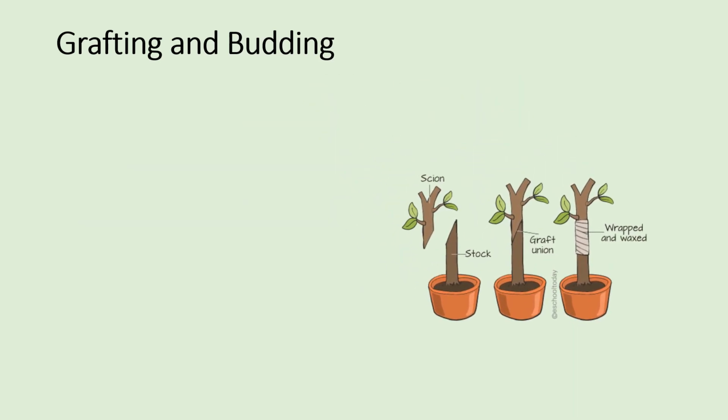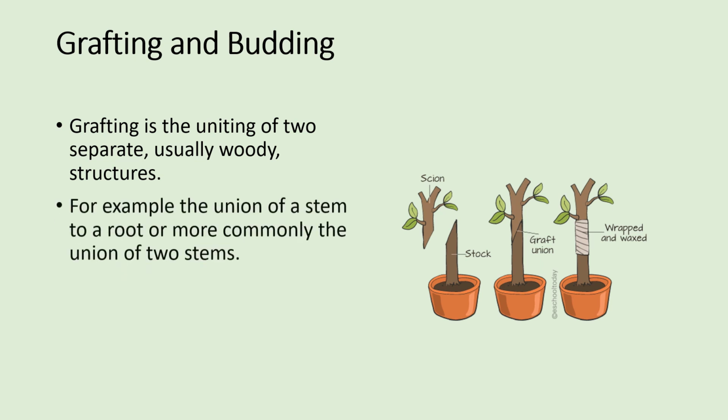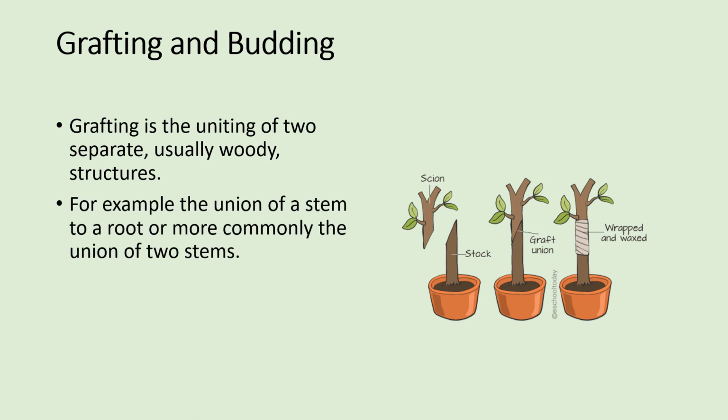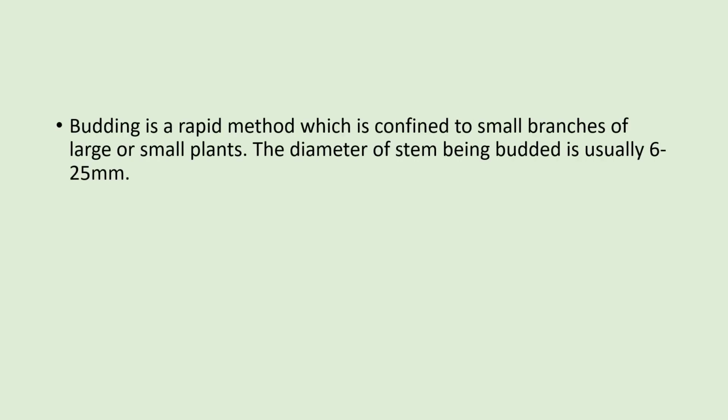Grafting and budding. Grafting is the uniting of two separate, usually woody, structures. For example, the union of a stem to a root, or more commonly the union of two stems. The upper part is called the scion, and has usually one or more buds which give rise to the future fruiting plant. Budding is a rapid method which is confined to small branches of large or small plants. The diameter of stem being budded is usually 6 to 25 mm.